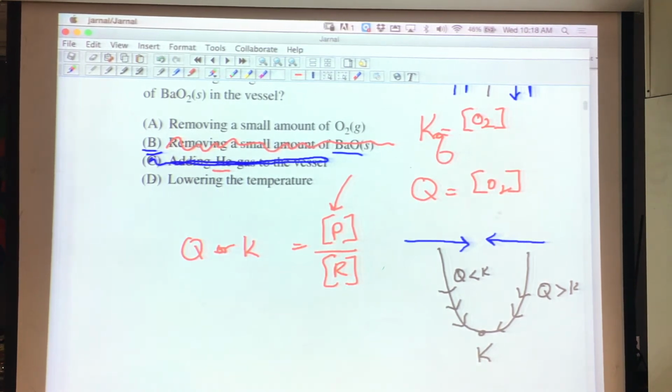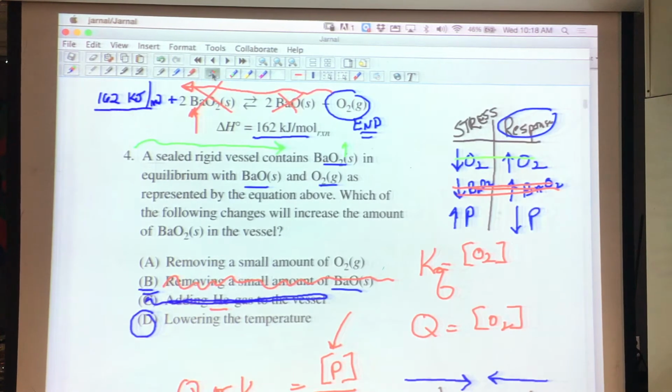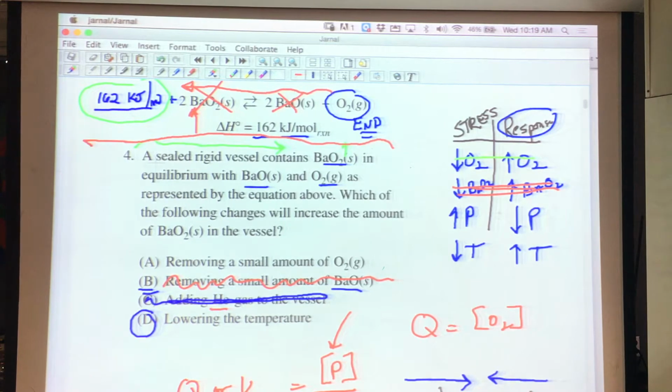I get it. But here it is, lowering the temperature. The key to the entire problem is realizing that the temperature is really on this side. And if you want to use my little chart, what is the stress? The stress is that we're going to lower the temperature. The reaction is going to shift to increase the temperature. How does it do that? It favors the what? Exothermic reaction, right? Which is the reverse. Which means it'll shift to the left like Beyonce, and we would make more barium sulfate.